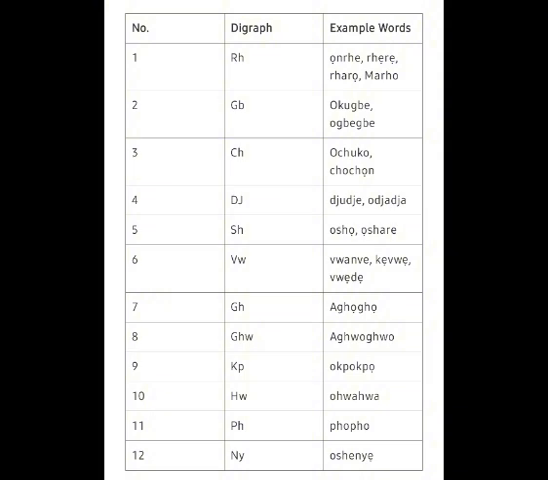The 11th one is the PH digraph, which we've considered before. The example we have there is fofo, to blow something, to blow hair into something. The 12th one there is the NY digraph that we also considered, the one that we considered the other time. So these are some of the digraph we have in Urhobo.